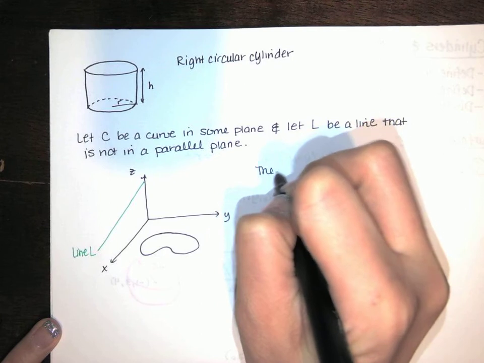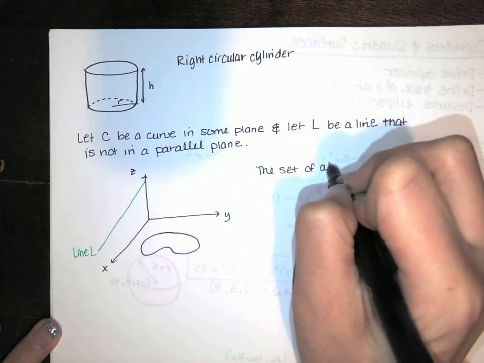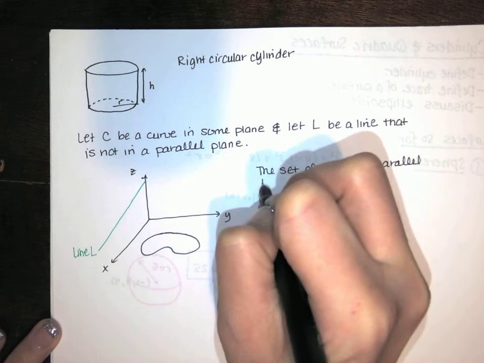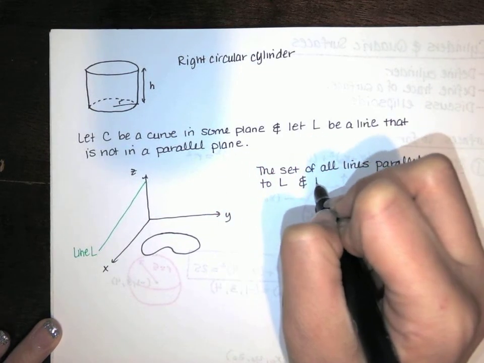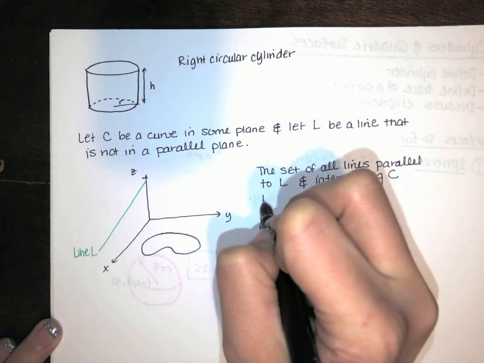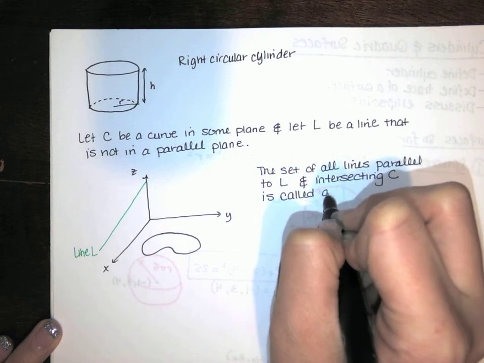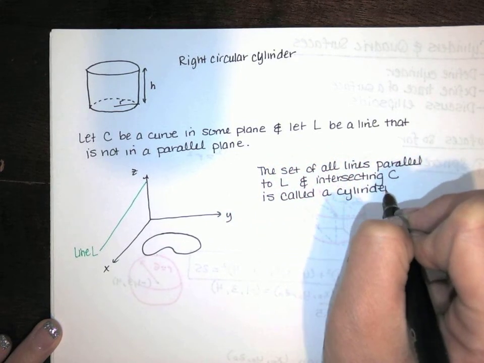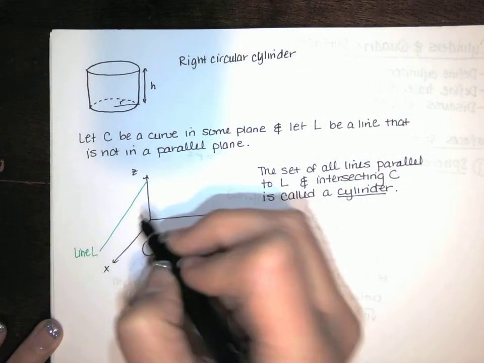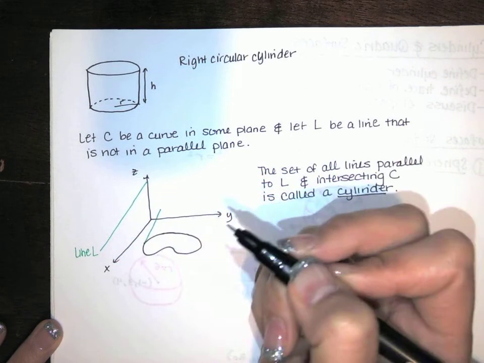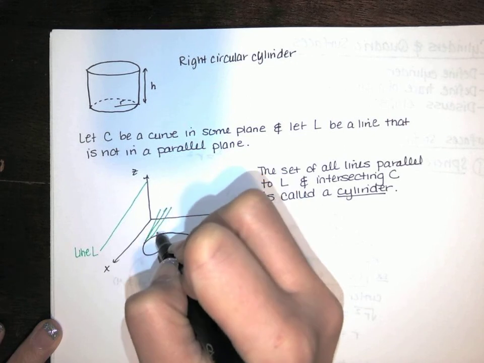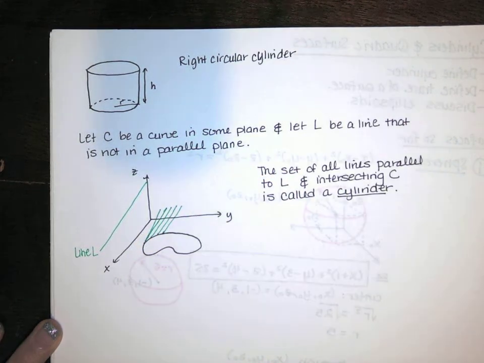Then the set of all lines parallel to L and intersecting C is called a cylinder. That's what we mean by cylinder in our class. So here's my L. I'm going to draw a bunch of lines that are parallel. Oh, that does not look parallel at all, does it? There we go. That's parallel to L, that's parallel to L, that's parallel to L, and so on.